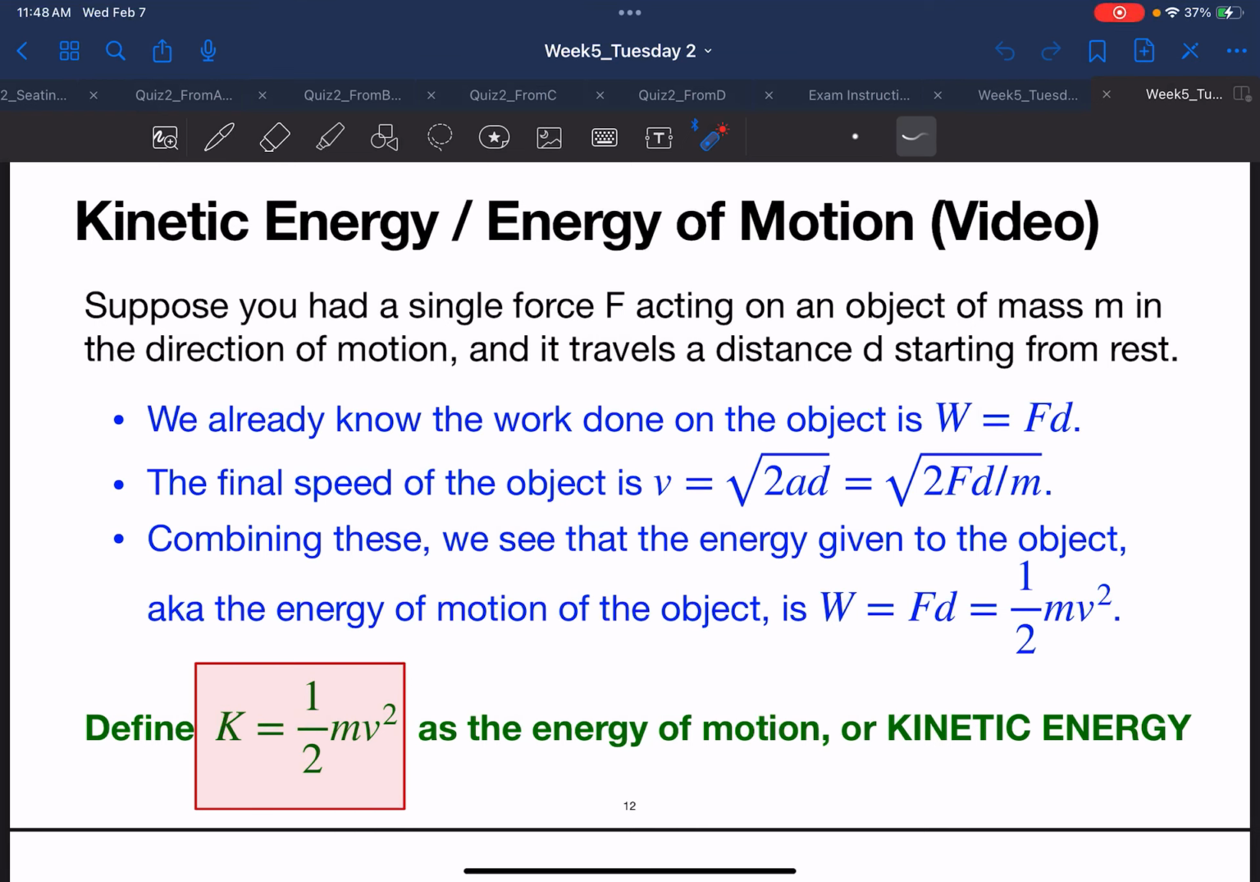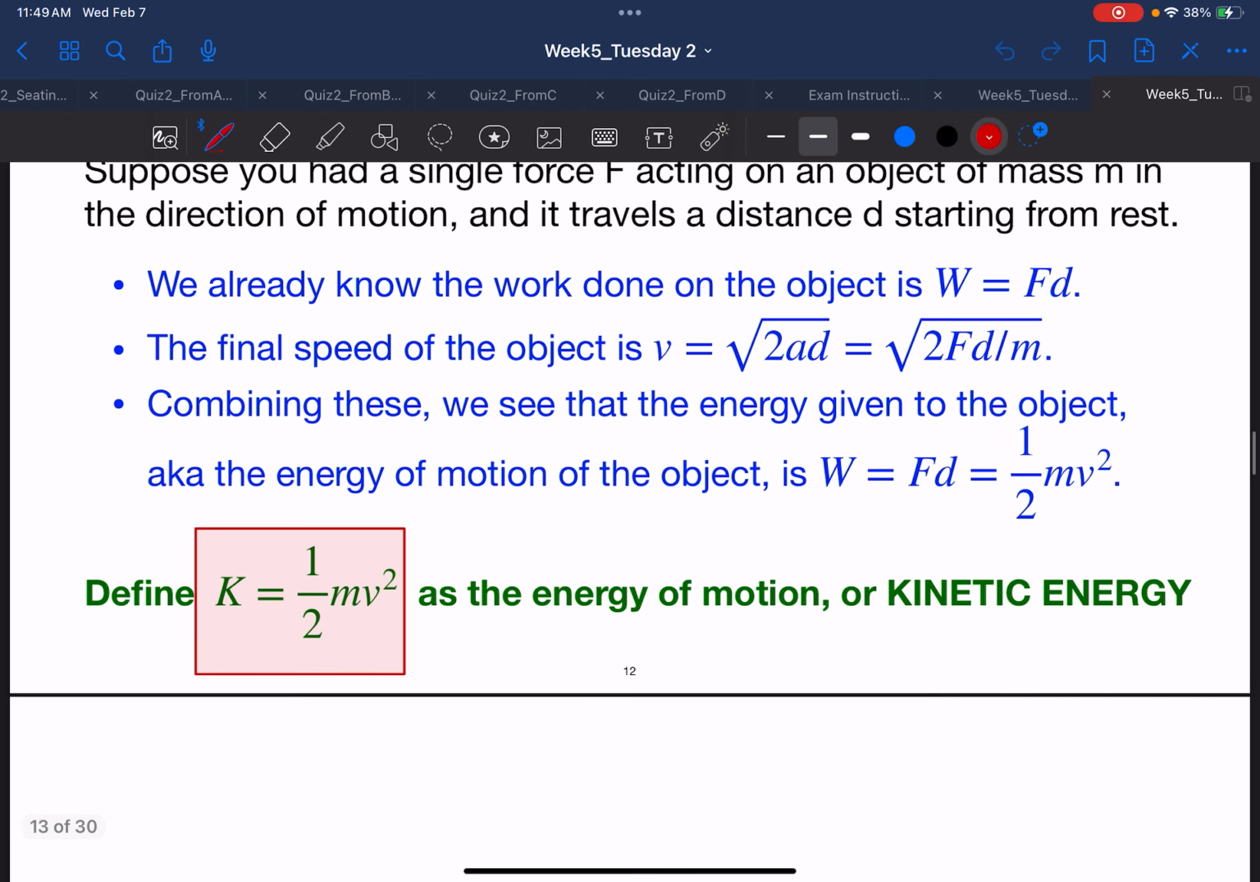Okay, this was the next slide that we skipped during class, so let's go through our reasoning for this expression for the kinetic energy. So for this, we'll suppose that we have a single force F acting on an object of mass m in the direction of motion, so they're parallel to each other, and that the object travels a distance d starting from rest.